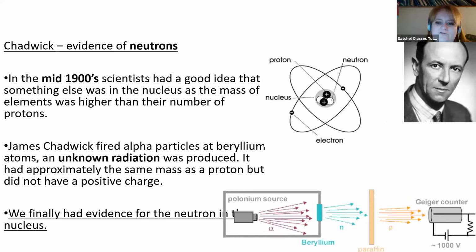So, neutrons. Okay, again, this was actually quite a late discovery as well. In the mid-1900s, scientists had a good idea something else was in the nucleus, as the mass of an element is higher than the number of protons. So James Chadwick fired alpha particles at beryllium atoms, and unknown radiation was produced, with approximately the same mass as a proton, but no positive charge, so it wasn't deflected. So they finally had evidence for the neutron.